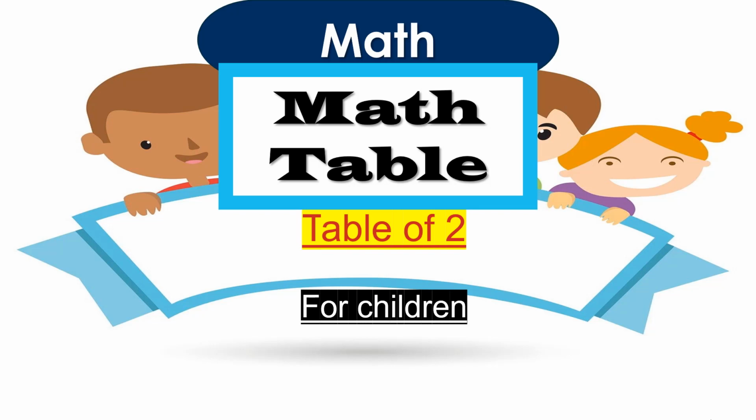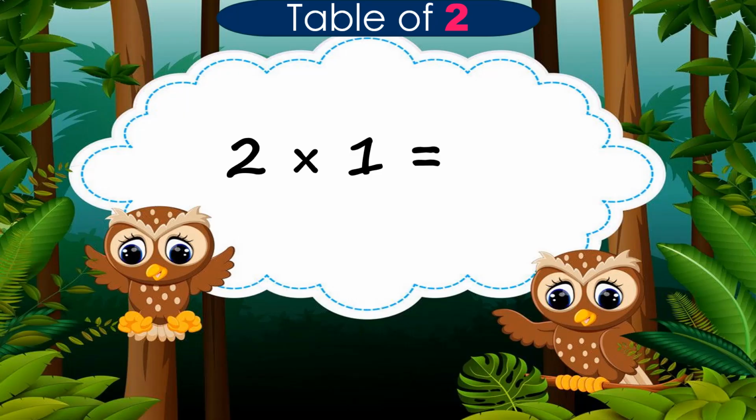Math table, table of 2 for children. 2 ones are 2. 2 twos are 4. 2 threes are 6.